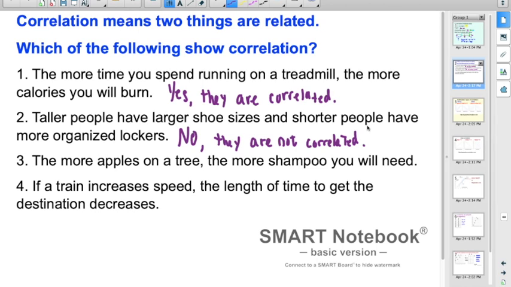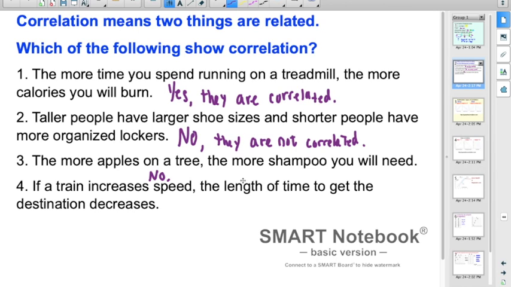Number three, the more apples on a tree, the more shampoo you will need. Are these two correlated? No, absolutely not. Apples on a tree have no indication, no effect on how much shampoo you need.